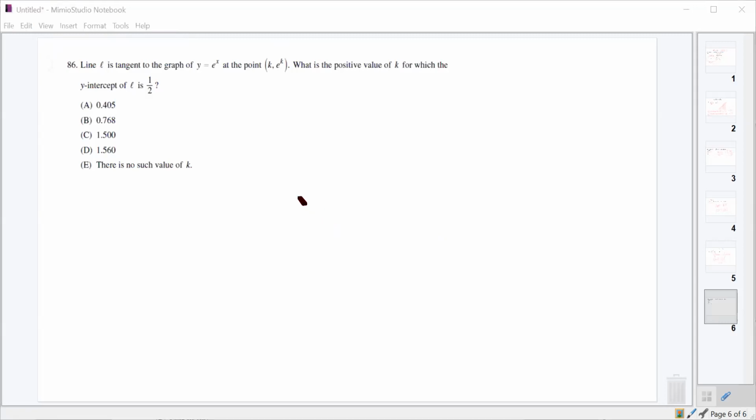So we're looking for the line that is tangent to y equals e to the x at some point k, e to the k. And then we want to figure out when its y-intercept is a half. So the first thing that we have to do is just write the equation of the tangent line. In order to do that, we need a slope and a point.